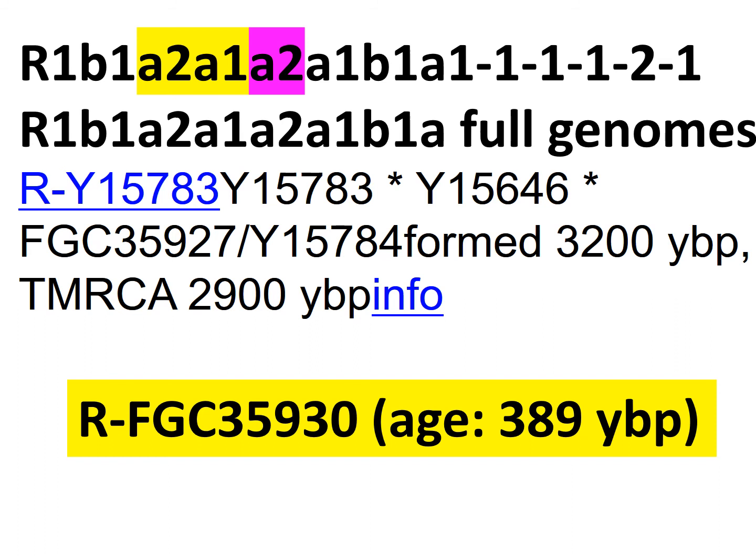And then they decided, well, let's just take the R and add the name for the most recent SNP. And that's why you have the RY15783. And down below, the current one is YFGC35930. So those are just names, handles, to have a unique name for each location.